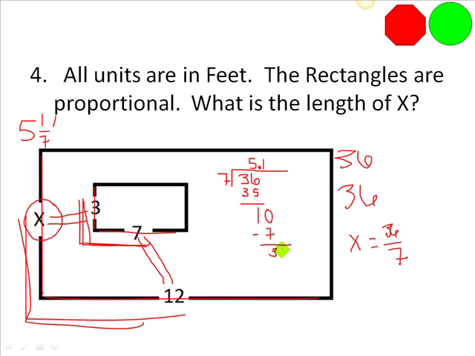7 will not go into 3, but it will go into 30. And it'll go in 4 times. And so that's 28. Now I do my subtraction. That leaves me with 2. 7 will not go into 2, but it will go into 20 2 times. And so that's 14. And that leaves me with 6 left over.